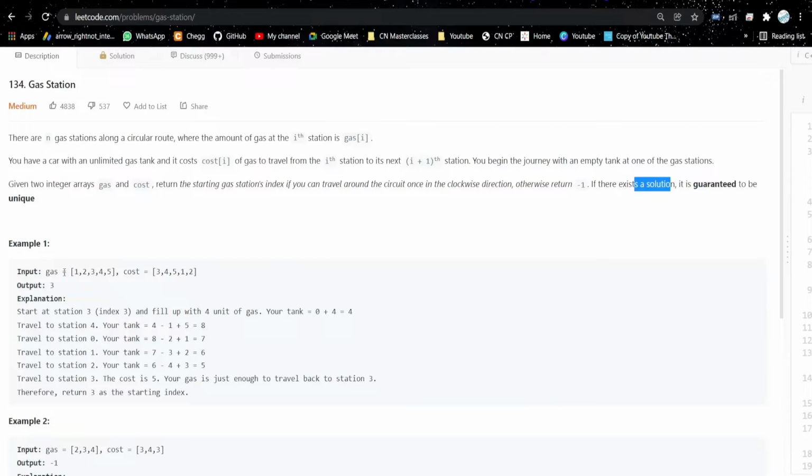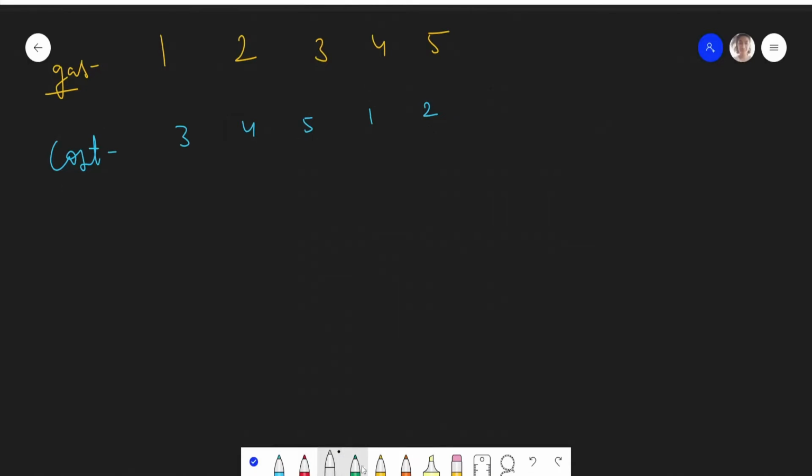Let's see what the problem is. Two arrays will be given, gas and cost. What we have to do is start from any gas station. So these are gas stations. Let's do the indexing. We have to start from any gas station. Suppose I start from this gas station. I have to go in the clockwise direction.